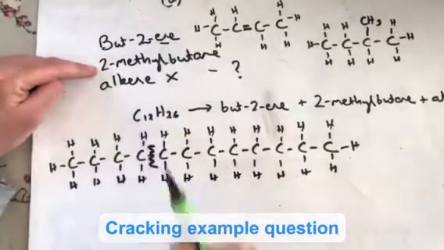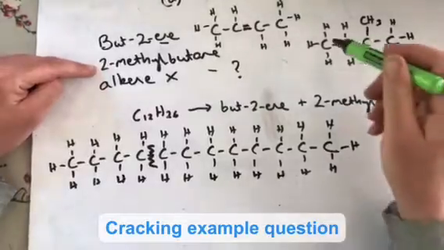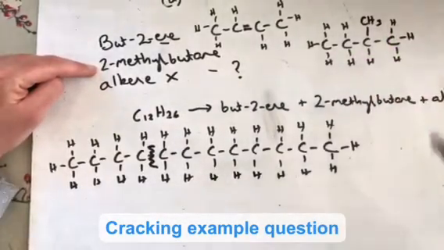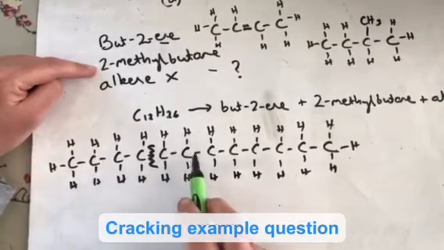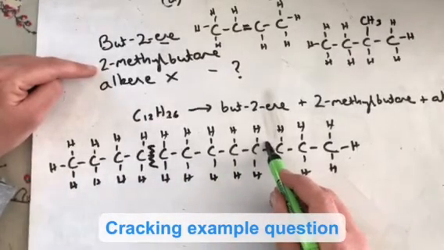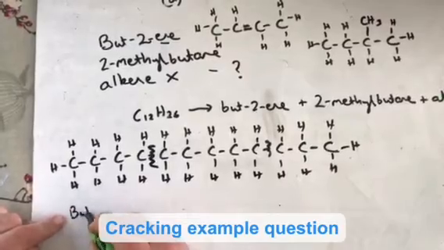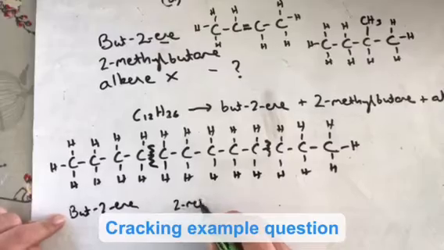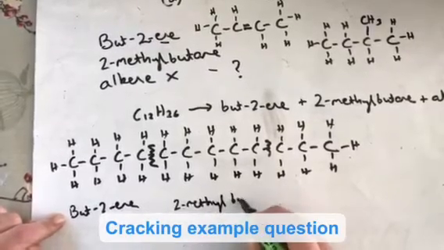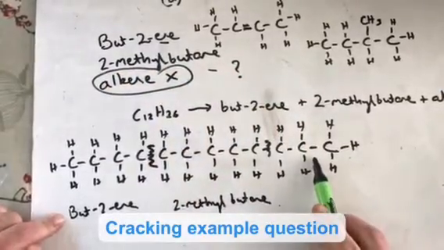Okay, your 2-methylbutane. Okay, let's have a little look at the number of carbons in that. That's 1, 2, 3, 4, 5. 5 carbons. So what you're going to do now is count 5 carbons. 1, 2, 3, 4, 5. And I know there's a little branch in there, but that can happen sometimes too when cracking. So this is what's going to form your butene. Okay, this is what's going to form your 2-methylbutane. Okay, so alkene X then is what this is going to form.